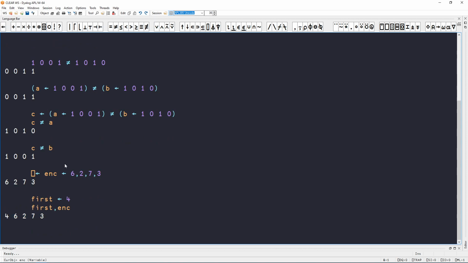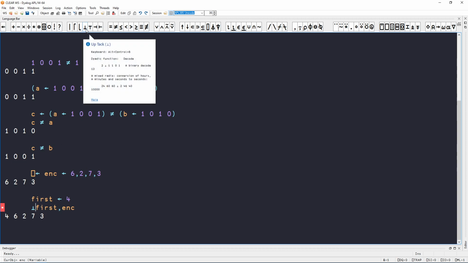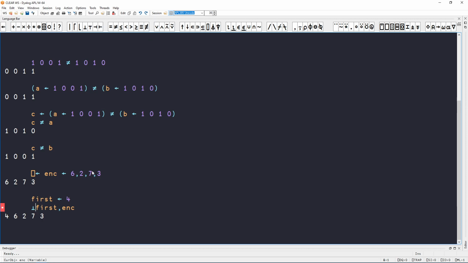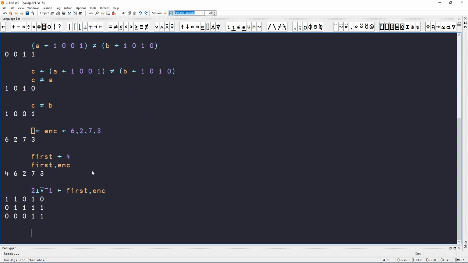Now we want the binary expansion of these, so we take the decode function, but we want it to do the opposite, so we invert it. Now 4 is 1, 0, 0, so notice that the binary expansion is along the columns. 6 is 1, 1, 0, etc. And now we want to apply our XOR function, so not equals, to each pair of columns.